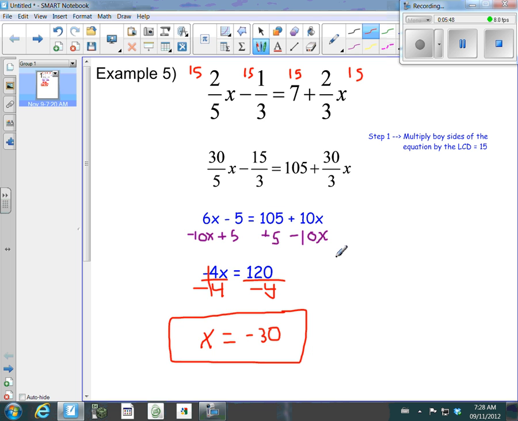Make sure that you know how to deal with these fractional equations as well, and good luck on the assignment that Mr. Penning's going to post on his calendar.